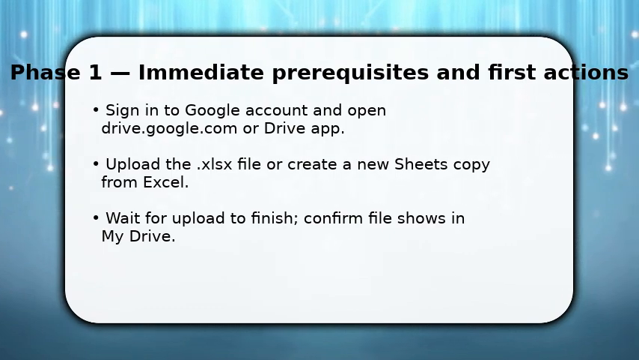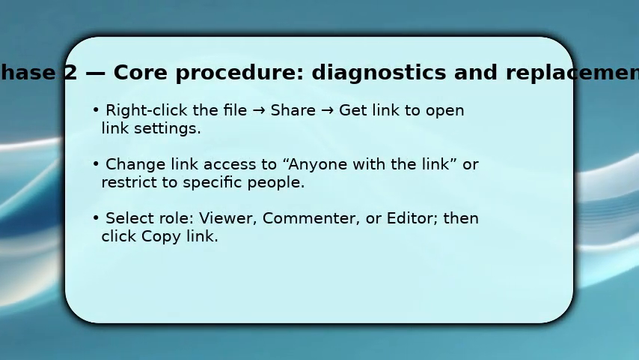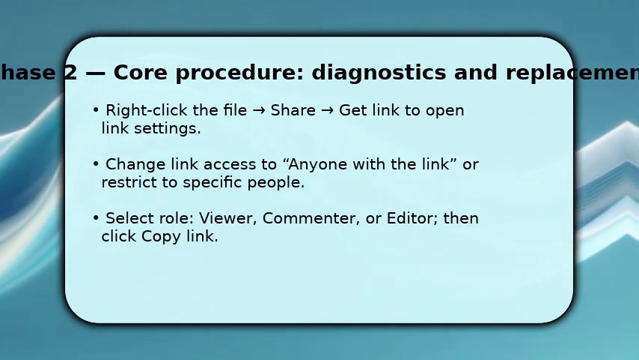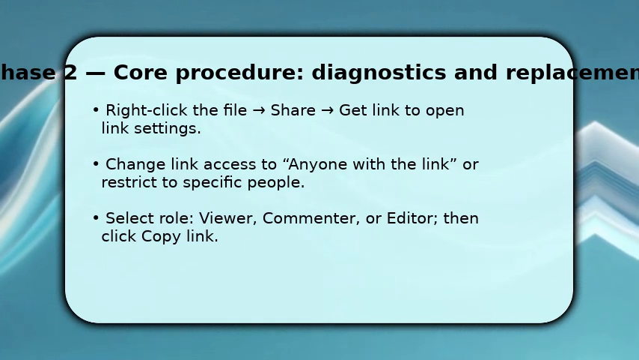Once the file is ready, right-click it and choose Share, then Get Link. Change link access from restricted to anyone with the link if you want broad access. Otherwise, add specific people by email.